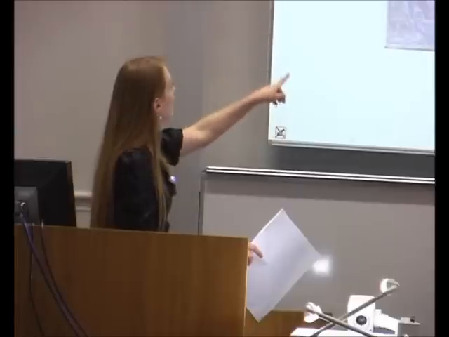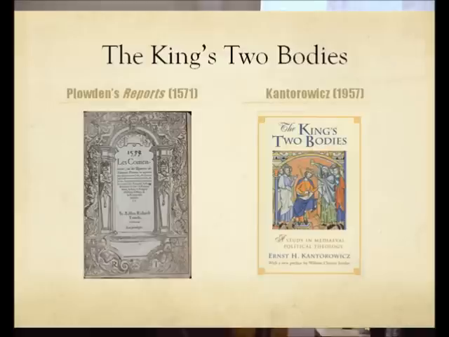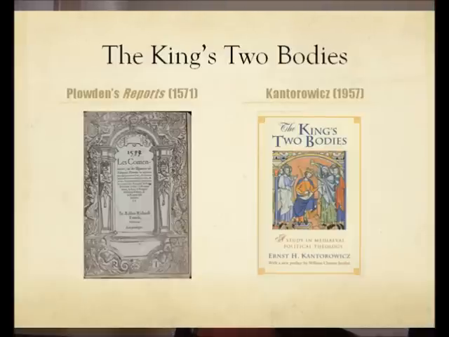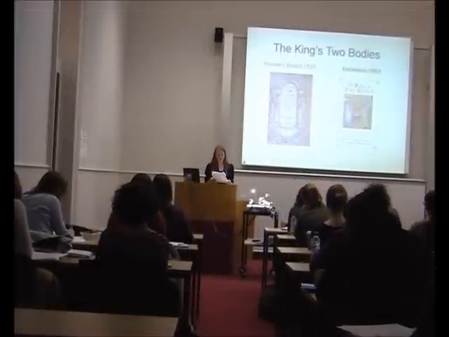This medieval theory of the king's two bodies was very well known in Shakespeare's day. It was explained in this famous legal book called Plowden's Reports, which was published in the 1570s. And its importance to Shakespeare has been explained to us in a very important book in 1957, which is still important. This is Ernst Kantorowicz's The King's Two Bodies. He has a whole chapter on Richard II in there where he explains the importance of this idea.